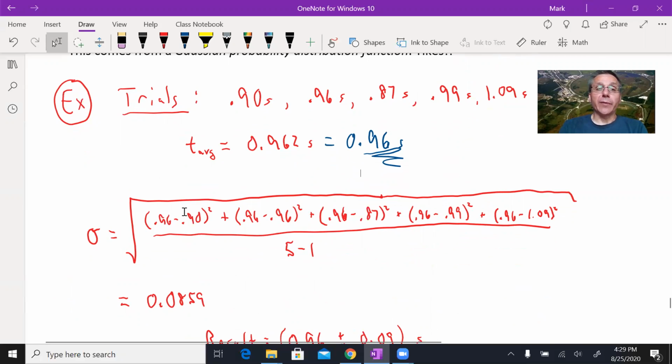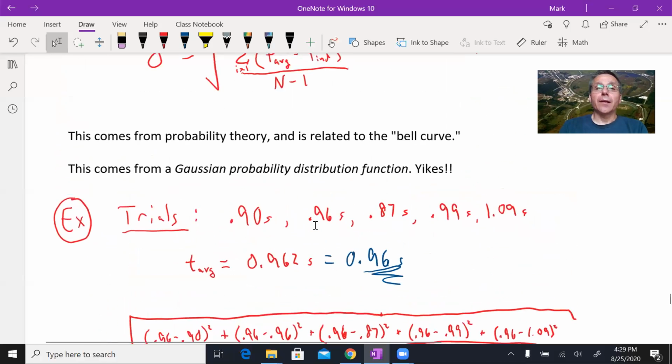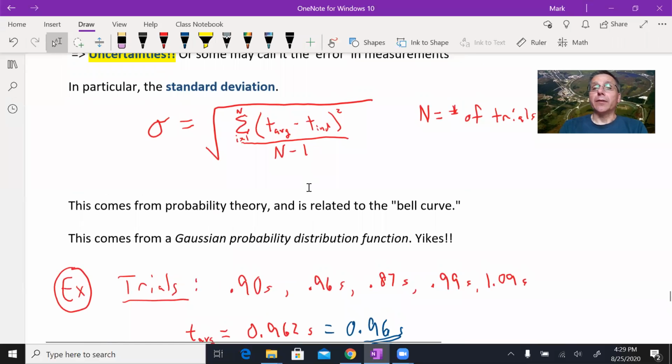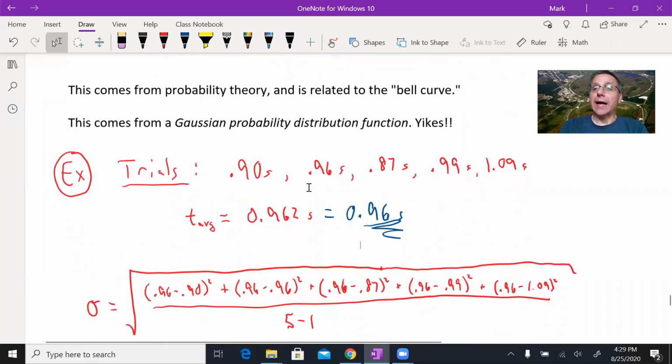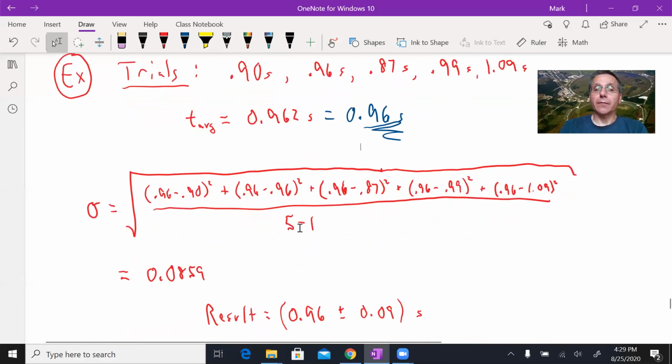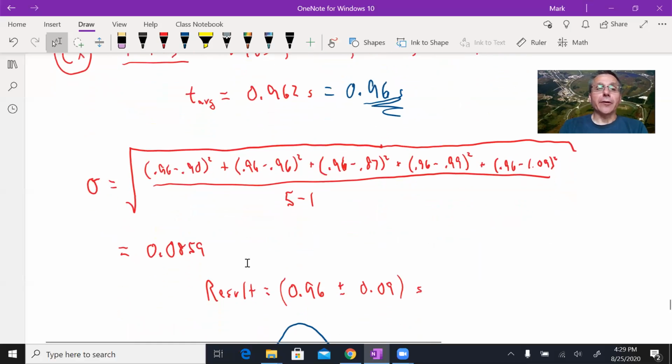0.96 minus the 0.9, which is your first data point. We're squaring that. Then you take that difference with the second, the third, the fourth, the fifth. There's just numbers on top now. And we're dividing it by n minus 1. We have 5 trials here, so 5 is our n value. Let's subtract 1. All of this is under that big old square root. And if you punch this into your calculator, this is the answer that you get.